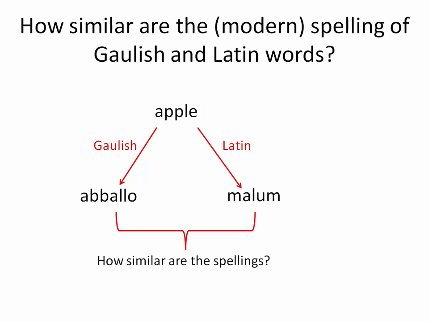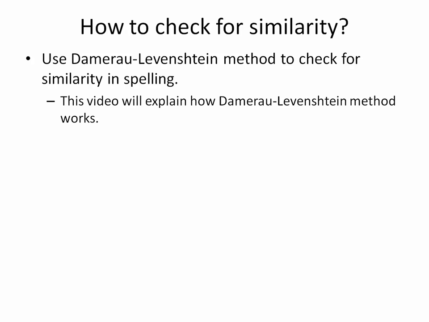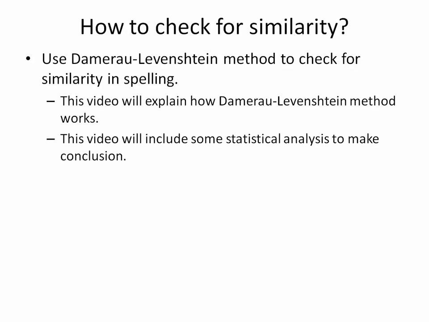This is especially the case for the Gaulish language, where many of the historical inscriptions that have been found were actually written in ancient Greek, and different people may translate these inscriptions into a form of Gaulish that utilizes the Latin alphabet in slightly different ways. We may use a method called the Damerau-Levenshtein Distance to check for similarity in spelling between two words. This video will explain how Damerau-Levenshtein Distance works, and this video will include some statistical analysis to make a conclusion.